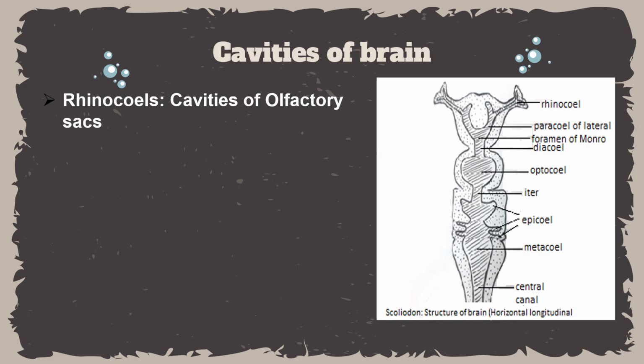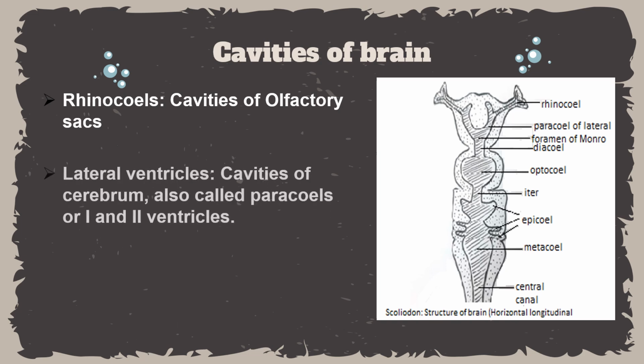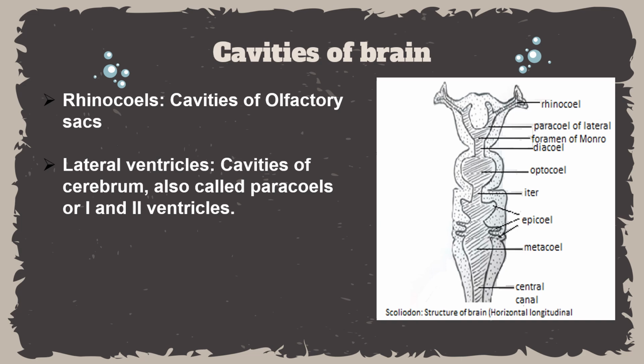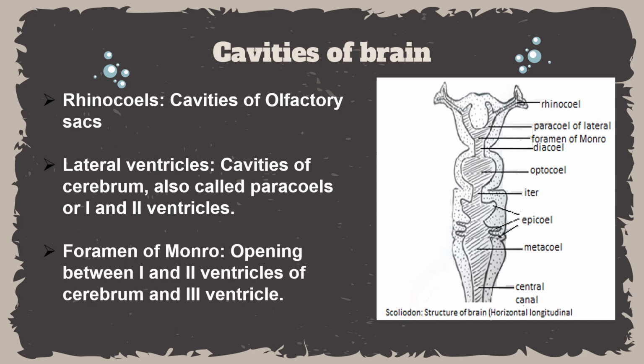The different cavities of the brain in Scoliodon are: rhinocoeles, which are the cavities of the olfactory sacs; lateral ventricles, which are the cavities of the cerebrum, also called paracoeles or first and second ventricles; and the foramen of Monro, which is the opening between the first and second ventricles of the cerebrum and the third ventricle.